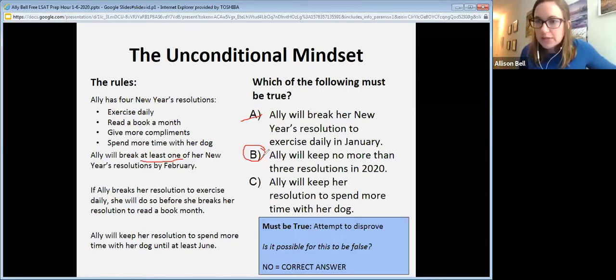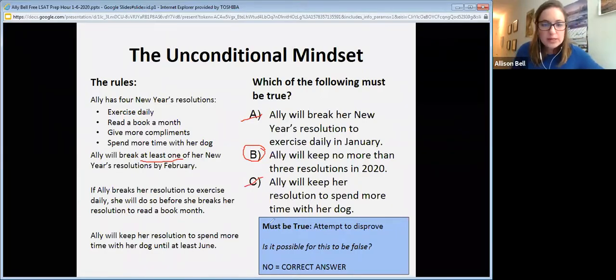For the sake of this exercise, we'll take a look at answer choice C and confirm whether it has to be true or not. So again, I'm going in with the mindset, is it possible for it to be false that I will keep my resolution to spend more time with my dog? Well, it says I'll keep my resolution to spend more time with my dog until at least June, but that still leaves about half of the year for me to break it. So I could say I will break my resolution in September, and then answer choice C will be false. I will not have kept my resolution to spend more time with my dog. So I'm going to cross off answer choice C.